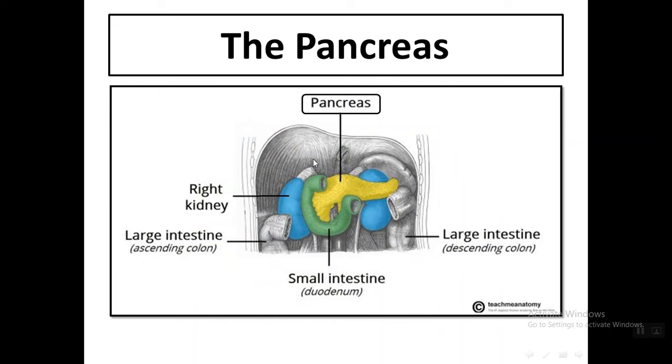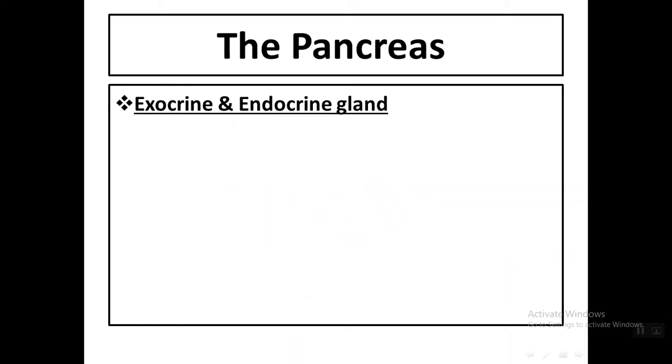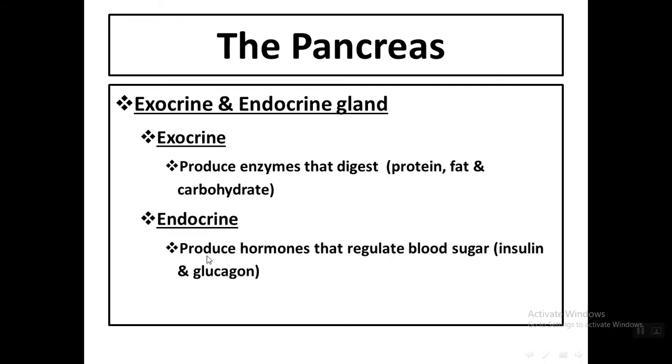The pancreas. The pancreas is an exocrine and endocrine gland, and so it is a mixed gland. The exocrine portion of this gland secretes enzymes that digest protein, fat, and carbohydrate, while the endocrine portion will produce hormones that regulate blood sugar, the insulin and the glucagon.